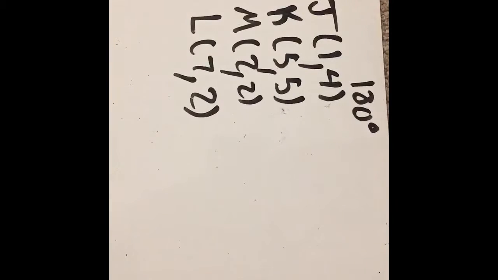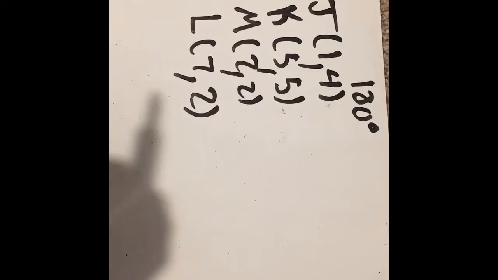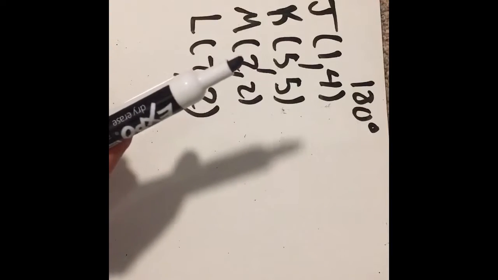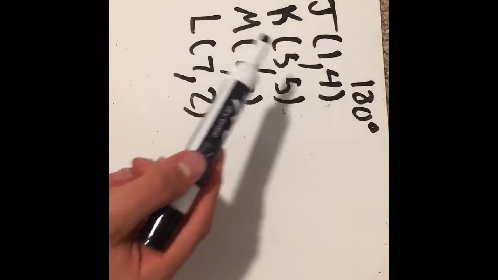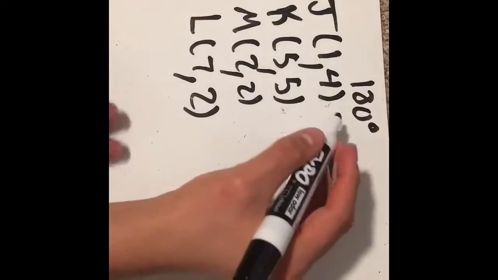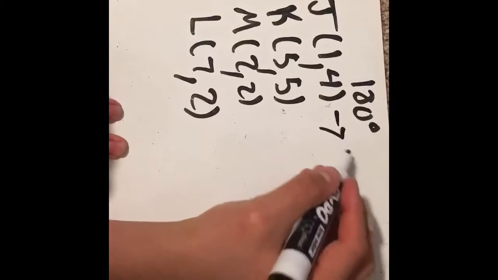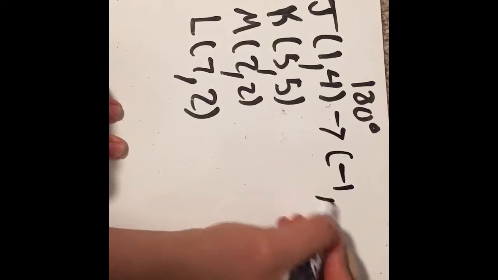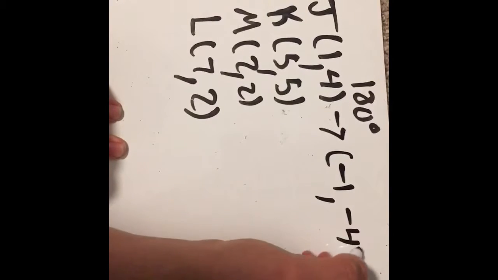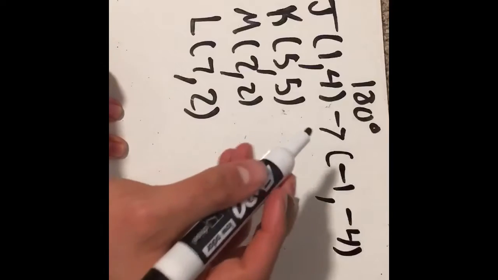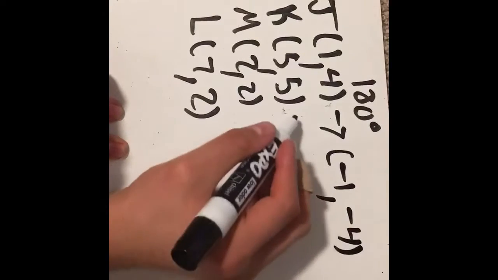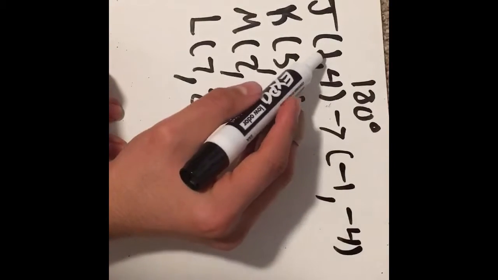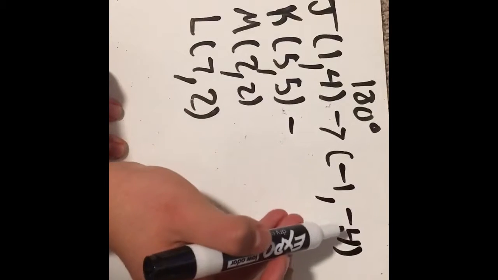So now, let's move on to question 13. Question 13 is asking for a 180-degree rotation about the origin for polygon JKML. So to do this, it would be very easy. We will get each point and make them negative, because that's what the coordinate rule states for a 180-degree rotation about the origin. So for this one, 1 would be negative and 4 would be negative.